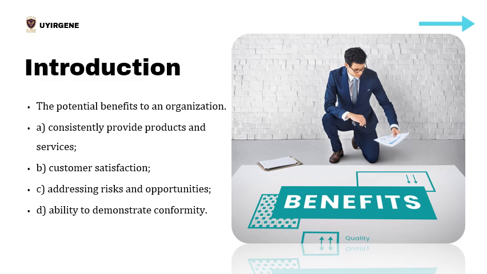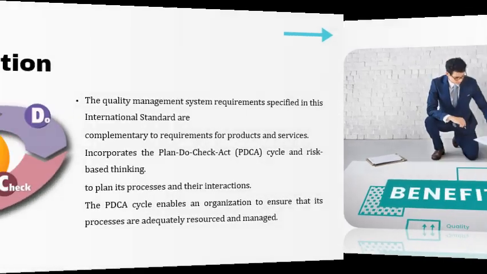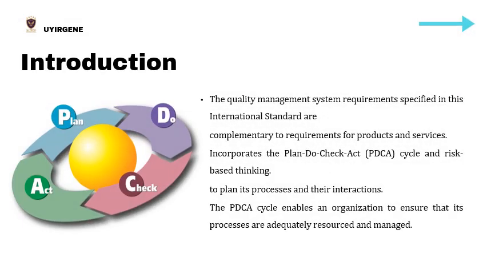The organization can facilitate opportunities to enhance customer satisfaction. The organization is able to address risks and opportunities associated with its context and objectives. And it has the ability to demonstrate conformity to specified quality management system requirements. The ISO 9001 international standard can be used by internal and external parties. The quality management system requirements are complementary to requirements for products and services.